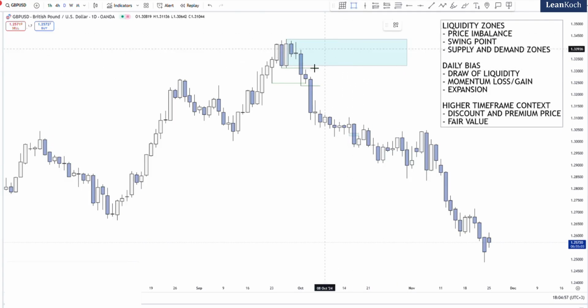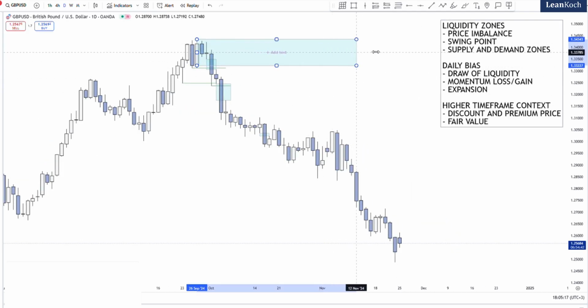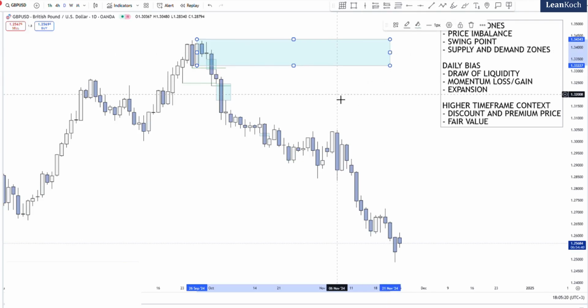We qualify this supply zone with this imbalance here, and this one also further qualifies the supply. This imbalance that we have also further qualifies the supply. So this becomes a supply zone, and when price comes back here, we expect institutions to get involved, and this is likely to either reject price lower with momentum, or if price breaks above this point, then it would move higher with a lot of momentum.